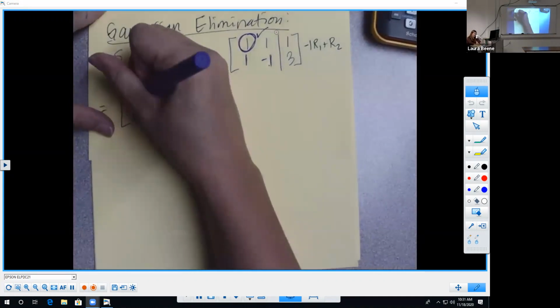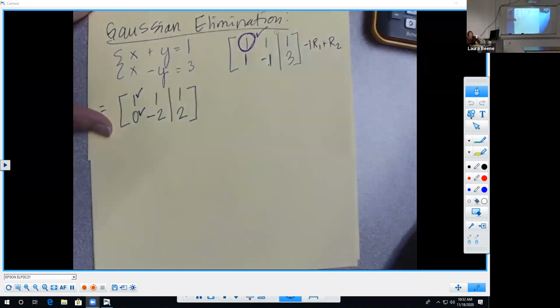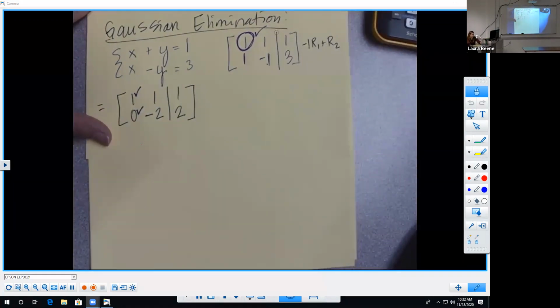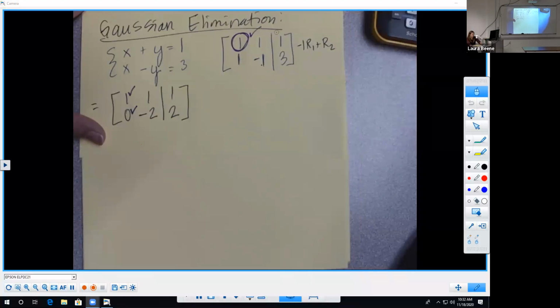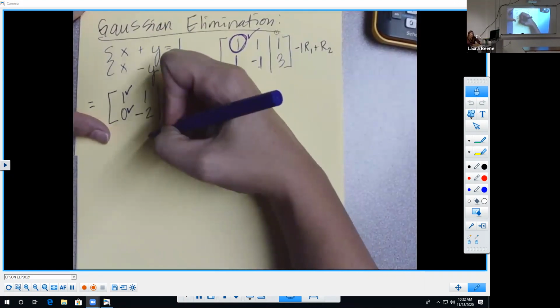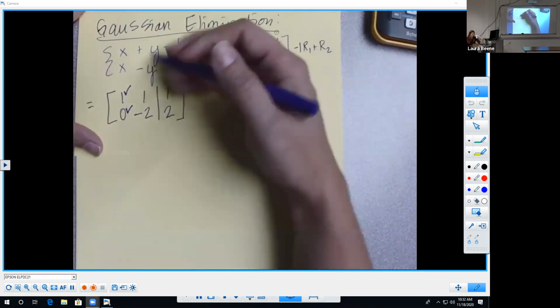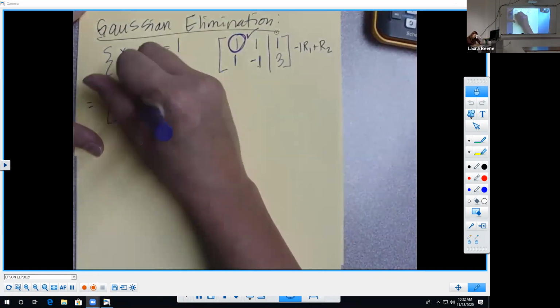Okay, so I have my 1 in the top left-hand corner. I have all the zeros underneath it. I only needed 1 in this case. What's my next step? You got to move on to the next column. You got to get your 1 on your diagonal. Which one's the 1 on the diagonal? The -2. I need to turn this into 1.